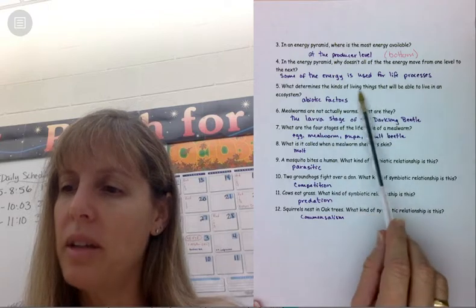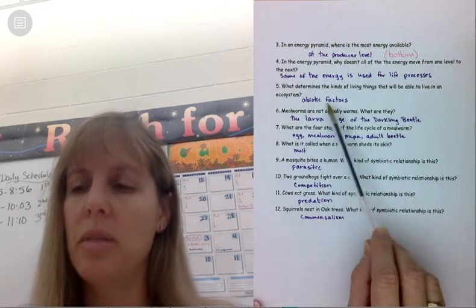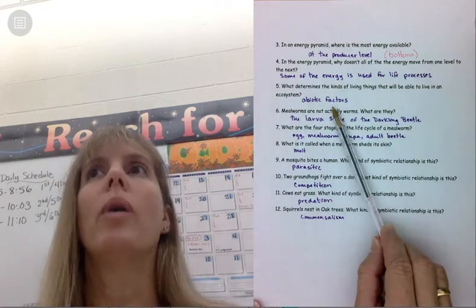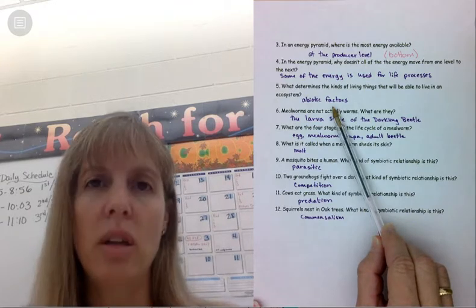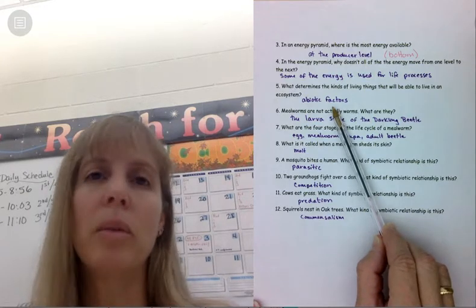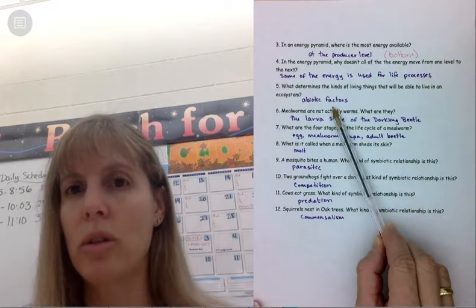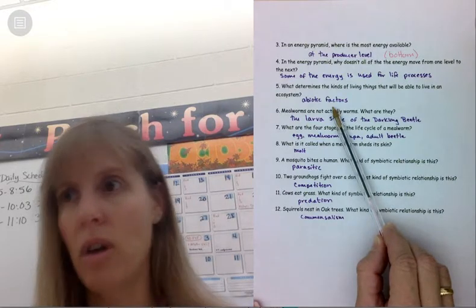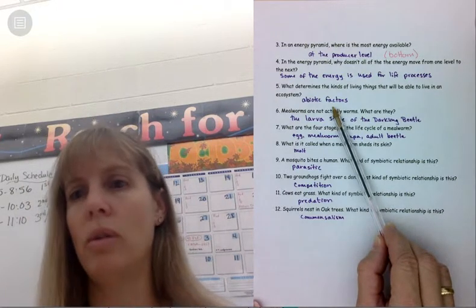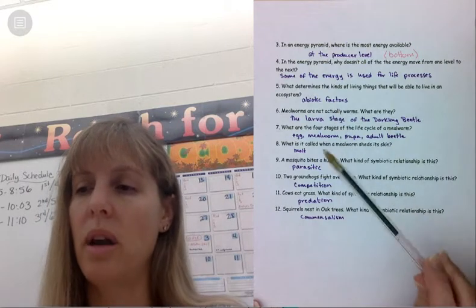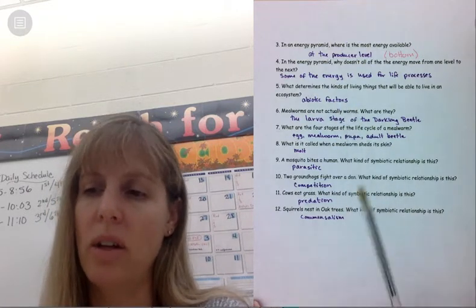What determines the kinds of living things that will be able to live in an ecosystem? It's the abiotic factors, like what kind of water is available, what kind of sunshine is available, what kind of spaces are available for animals to live in. Like, is there a cave? Is there a mountain? Is there soil? Is there rocks? Like, what is there? What's the temperature? Those are abiotic factors.